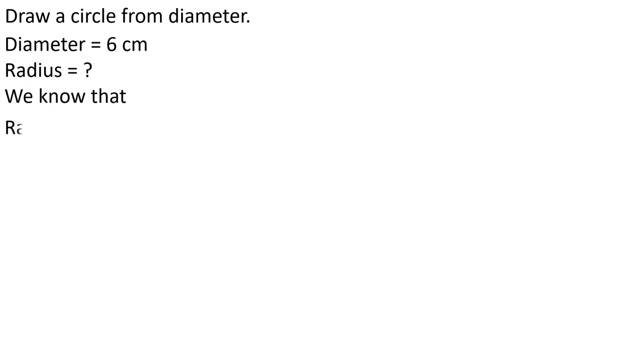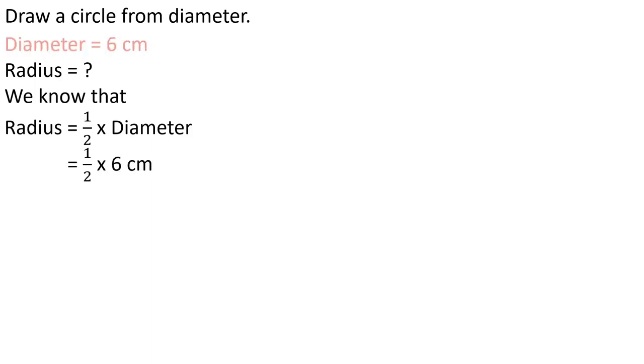We know that radius is equal to half of the diameter. That means diameter upon 2, or 1 upon 2 multiplied by diameter. All are right. You can write any one. Then put the value of diameter, which is 6 cm, and 6 divided by 2 is equal to 3 cm. So now we draw a circle of radius 3 cm.